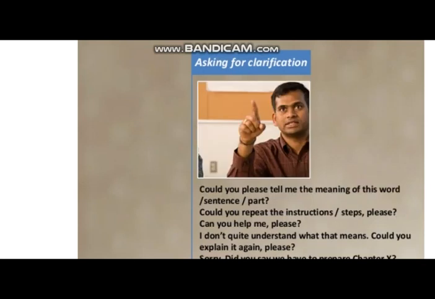Another strategy you can use is asking for clarification. So when you do not understand something properly, you can ask the person for clarifying it. Could you please tell me the meaning of that word? Could you please tell me the meaning of the sentence once again? Could you repeat the instructions, steps, please? Can you help me, please? So these are some of the ways to improve your own speaking skill.